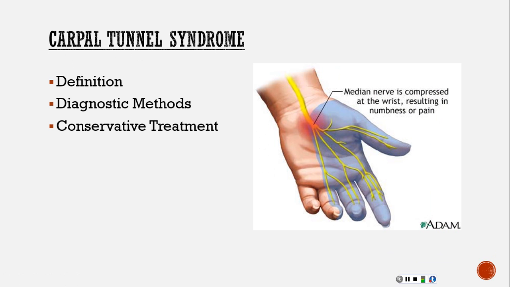All right, next we've got carpal tunnel syndrome. This is a common condition in which the median nerve is compressed at the wrist, and it results in numbness and pain. It's caused by the pressure. Those most at risk are those doing some type of repetitive motion, typing, y'all that are taking notes a lot, and that sort of thing.